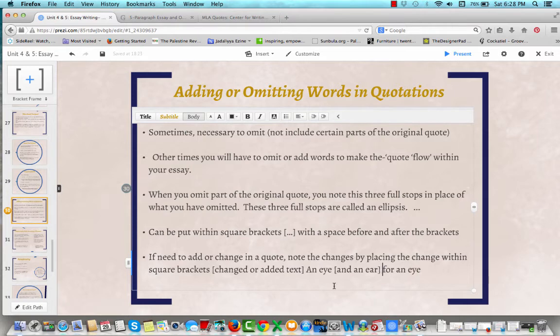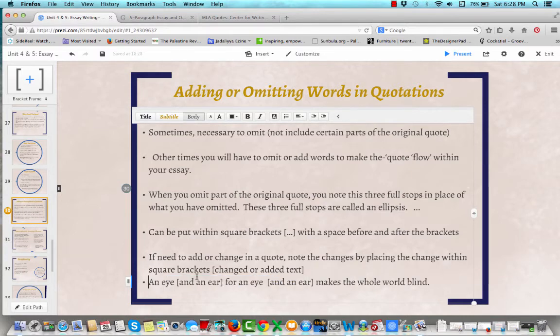Take a look. For an eye. Okay, it's not the most correct quote, but it's an example. So just work with it, guys. All right. So the original quote is an eye for an eye makes the whole world blind. When I add the two brackets over here to open and close, that tells the reader that this part is my own. I have added this to the actual original quote. Now, this is when you want to add.